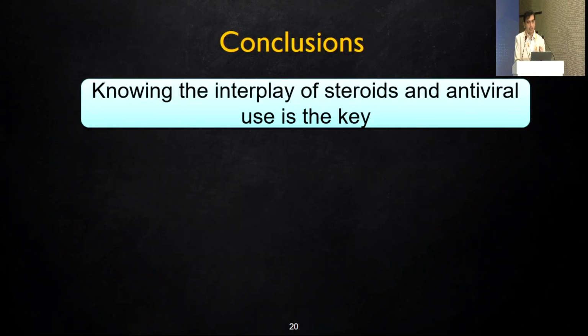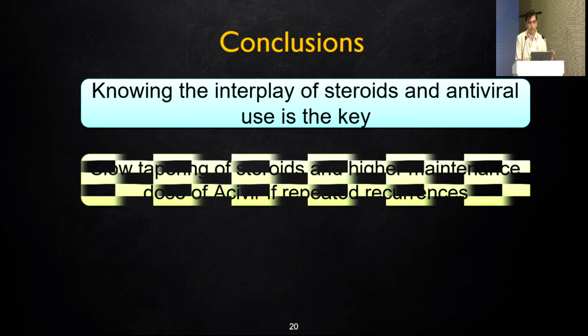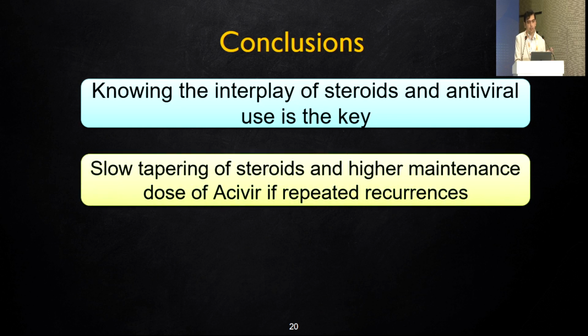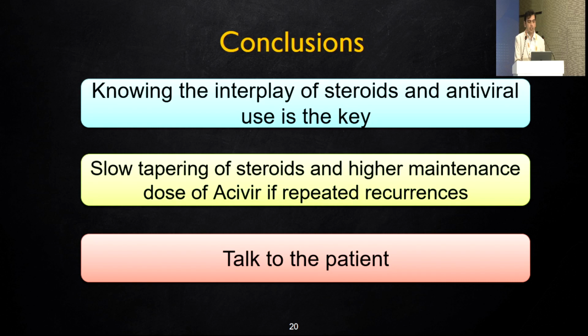To conclude, knowing the interplay of steroids and antivirals is the key in treating stromal keratitis. Slow tapering of steroids and a higher maintenance dose of Acyclovir if the patient is having repeated recurrences. And most importantly, explain to the patient what this disease is, and that they have to live with it. It is not going to get completely cured.